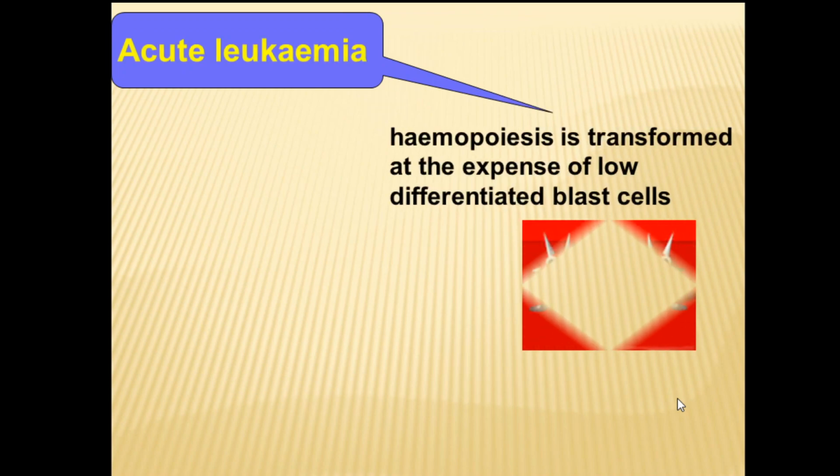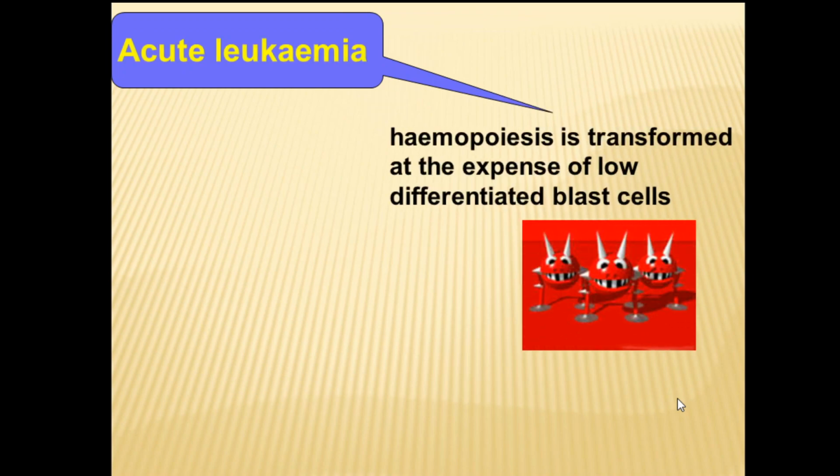I said we distinguish acute and chronic leukemia only depending on analysis of blood and histological examination of bone marrow. And if hematopoiesis is transformed at the expense of low differentiated cells, named blast cells, we are talking about acute leukemia, because hematopoiesis completely loses functional activity, and you'll understand the prognosis of the patient is very, very bad because blood cells are unable to take their function.